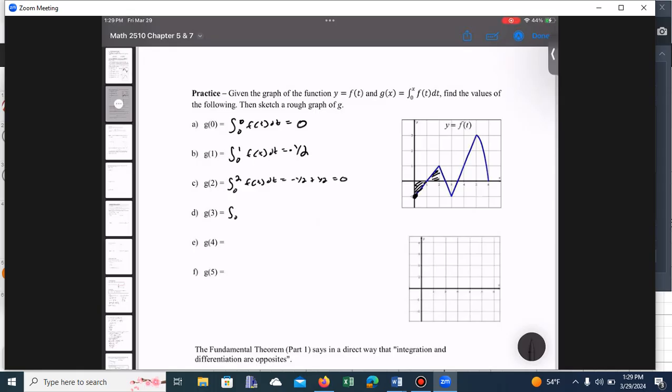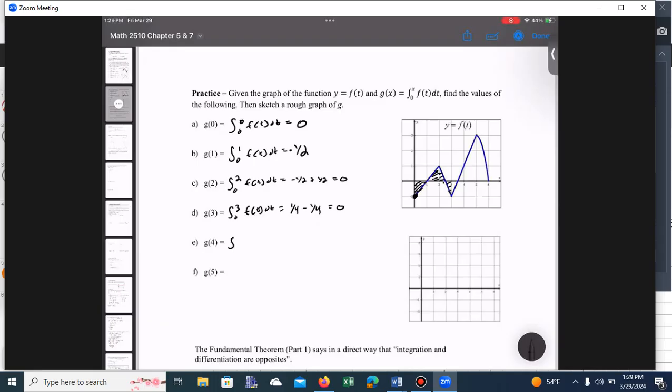Then g of 3, including these two triangles, which are opposite of each other. So, this is a half of from 2 to 3, so it's a half times 1, which is a half, divided by 2, which is 1/4. So we're going to have 1/4 minus 1/4, again will be 0.